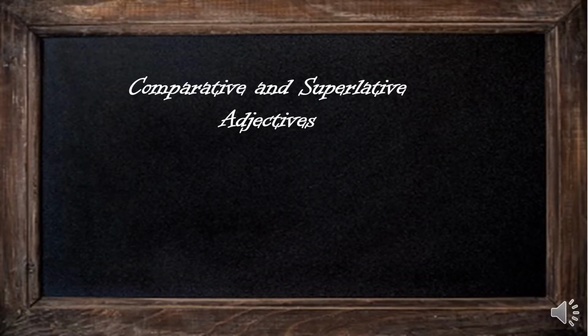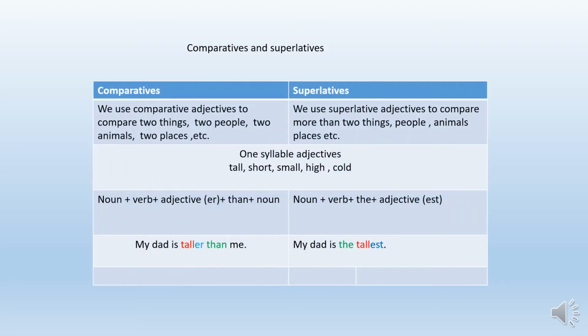Today I'm going to talk about comparative and superlative adjectives, and we are going to go through some examples to help you differentiate between the two types. So when do we use comparative and superlative adjectives? We use comparative adjectives to compare two things, two people, two animals, or two places, while the superlative adjectives are used to compare more than two things, people, animals, or places.